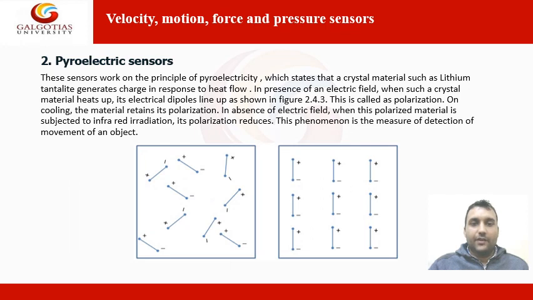These sensors work on the principle of pyroelectricity, which states that a crystal material such as lithium tantalate generates charge in response to heat flow. In the presence of an electric field, when such a crystal material heats up, its electrical dipoles line up. This is called polarization. On cooling, the material retains its polarization in the absence of an electric field. When this polarized material is subjected to infrared radiation, the polarization reduces. This phenomenon is used for detection of movement of an object.